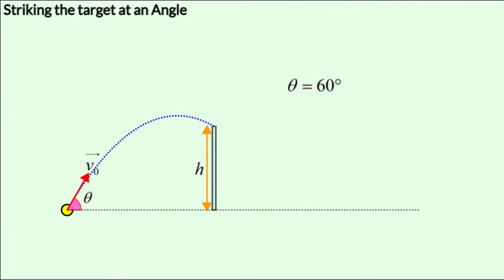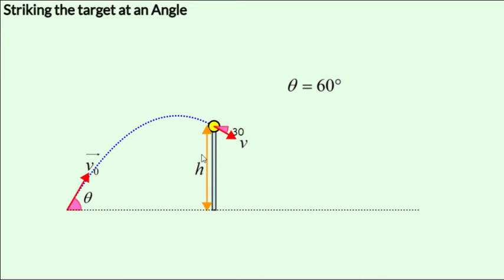A projectile is fired at an angle theta equal to 60 degrees. It is fired with an initial velocity of v0 and it goes on to strike the top of a tower of height h. The angle with which it strikes the tower is 30 degrees below the horizontal as shown.